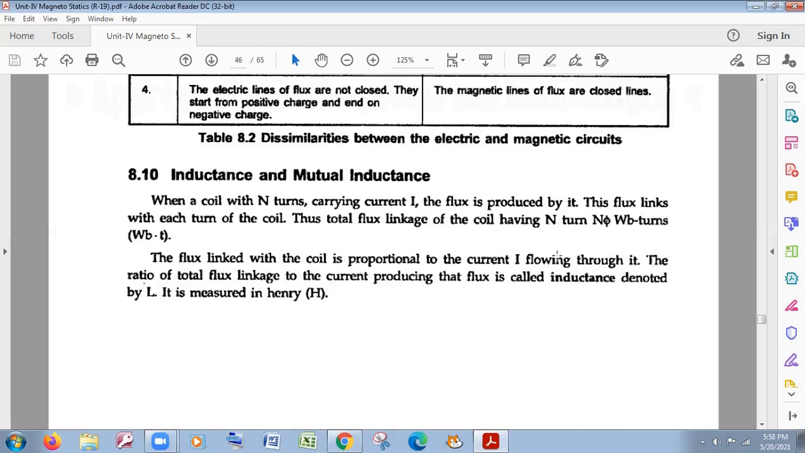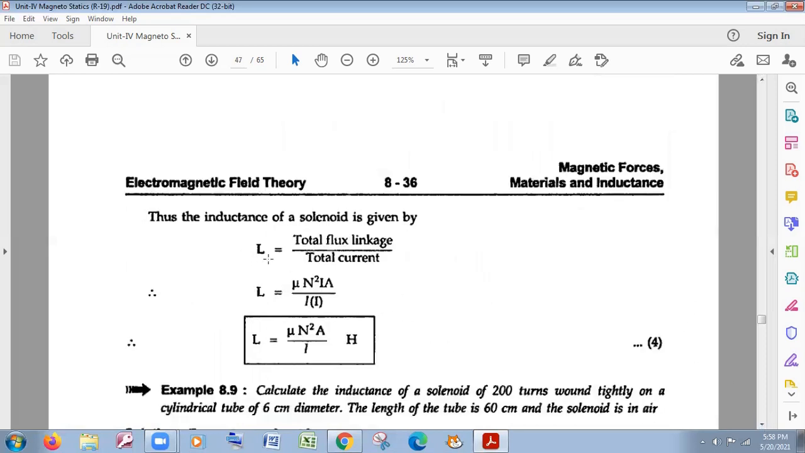What is the inductance here? The ratio of total flux linkage to the current producing that flux is called inductance, and it is denoted by L, measured in Henry. That is, L is equal to the total flux linkage divided by the total current. What is the total flux linkage?